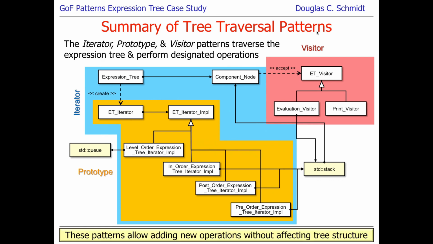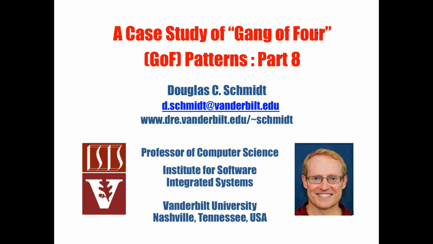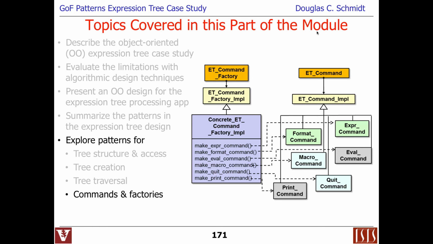OK, let me give you an overview of what we're going to cover next, and then we're going to go ahead and take the quiz. So at this point, we have covered patterns for tree structure and access, namely composite and bridge, tree creation, namely interpreter and builder, tree traversal, namely iterator, visitor, and prototype. So we've got over a half dozen patterns so far, all hopefully well motivated and understandable that you can implement for your assignments. The next things we're going to do is talk about how we interact with our expression tree from a command point of view, how we tell it to do various kinds of things, and we'll explain why we do that and so on.